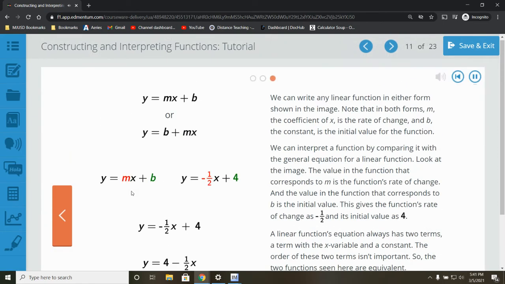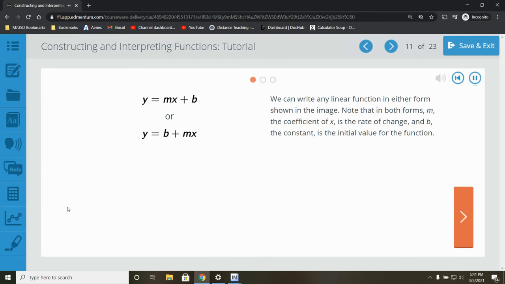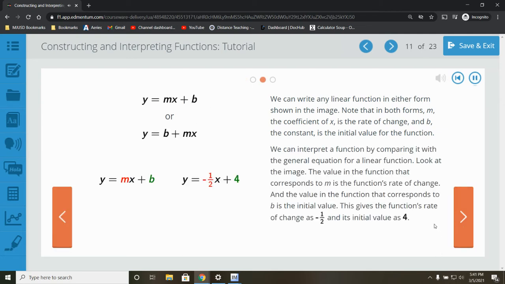A linear function's equation always has two terms. We can write any linear function in either form shown in the image. Note that in both forms, m, the coefficient of x, is the rate of change, and b, the constant, is the initial value for the function. We can interpret a function by comparing it with the general equation for a linear function. Look at the image. The value in the function that corresponds to m is the function's rate of change, and the value that corresponds to b is the initial value. This gives the function's rate of change as -1/2, and its initial value is 4.